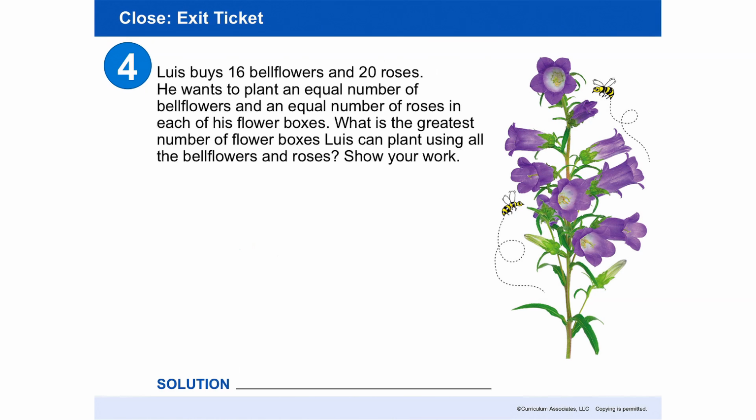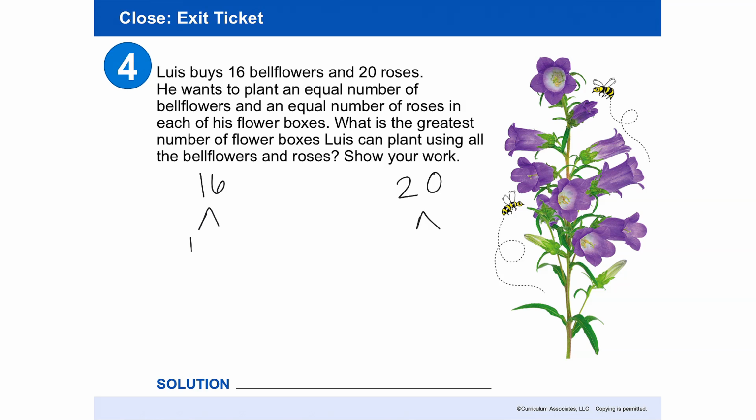And then finally, looking at our last one here, Luis buys 16 bellflowers and 20 roses. He wants to plant an equal number of bellflowers and an equal number of roses in each of his flower boxes. What is the greatest number of flower boxes Luis can plant using all the bellflowers and roses? Show your work. So here we're just going to start again making our factor trees.